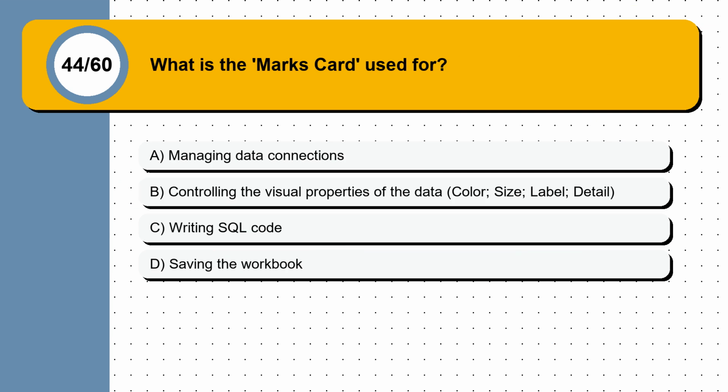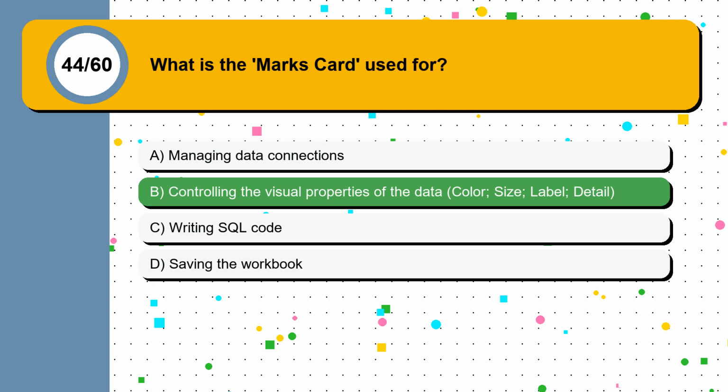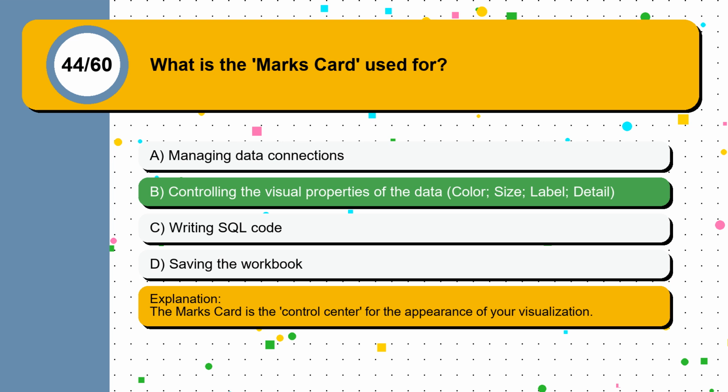Question 44. What is the marks card used for? Option A, managing data connections. Option B, controlling the visual properties of the data, color, size, label, detail. Option C, writing SQL code. Option D, saving the workbook. The correct answer is option B, controlling the visual properties of the data, color, size, label, detail. The marks card is the control center for the appearance of your visualization.